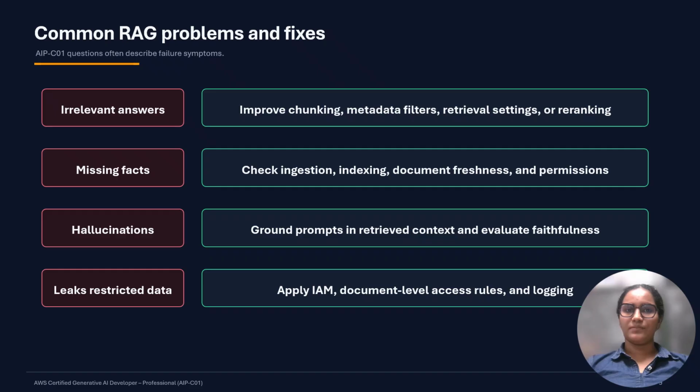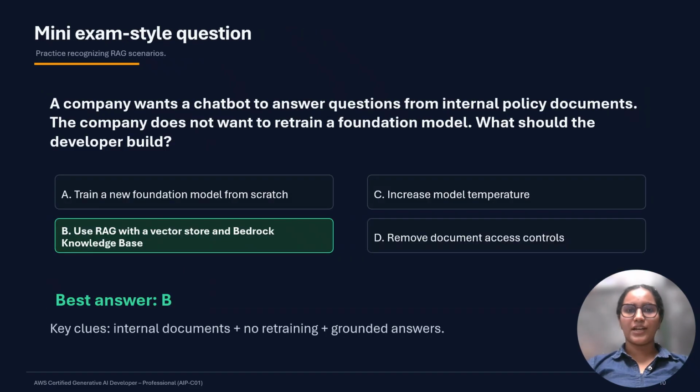Now let's answer a quick exam-style question. A company wants a chatbot to answer questions from internal policy documents, but it does not want to retrain a foundation model. The best answer here is B, which uses RAG with a vector store and a Bedrock knowledge base. The key clues are internal documents, no retraining, and the need for grounded answers.